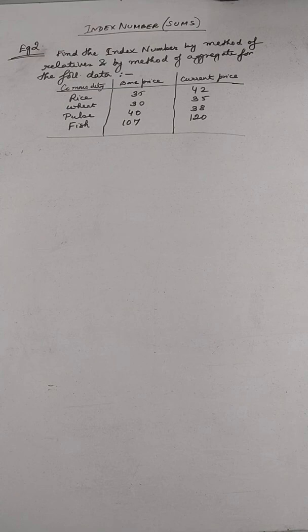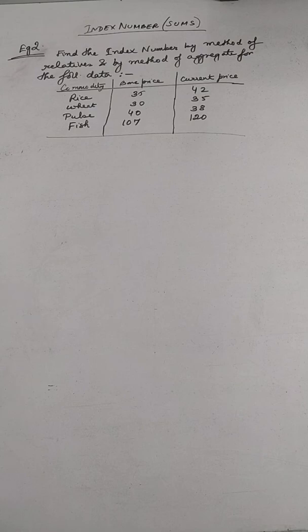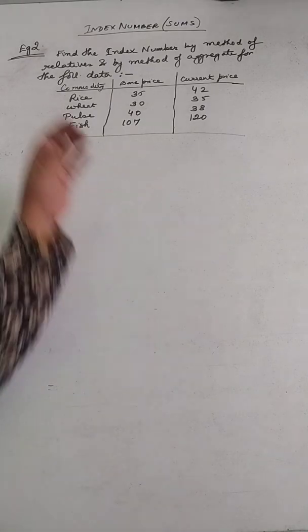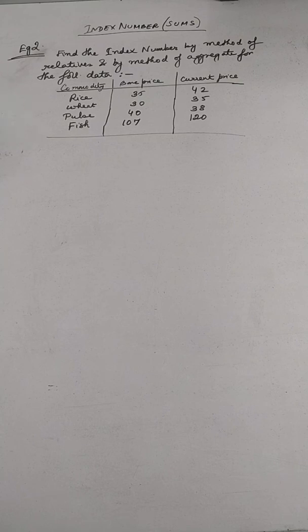Example number 2. Find the index number by method of relatives and method of aggregate for the following data. That means you have to find by both the methods. Method of relatives means which one? Average method, isn't it? If you remember the formulae, the price relative method. And method of aggregate is the second method. Notice, this is a group of commodities. So that is why you have both the methods. That is method of price relatives or average method, and the other one is the aggregate method.